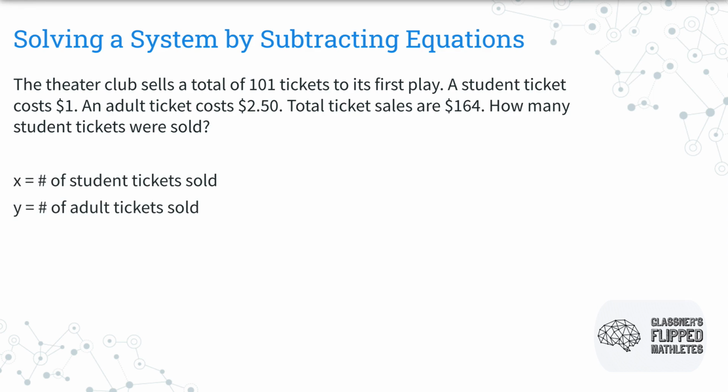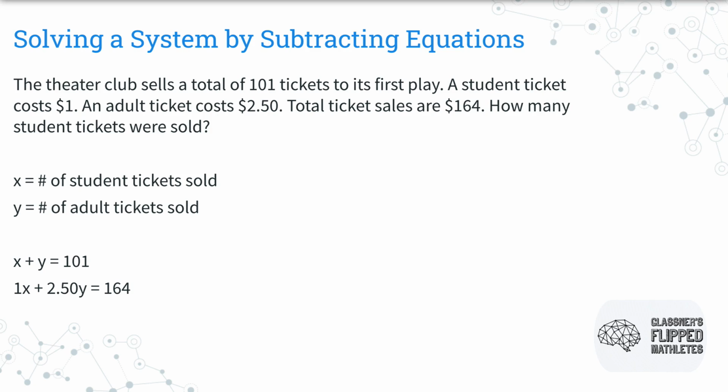From here, we're going to have to go ahead and set up our system. The easy one to set up is a total of 101 tickets are sold. So the number of student tickets, X, plus the number of adult tickets, Y, is 101. The harder part is the cost. Student tickets cost $1. Adult tickets cost $2.50. So to figure out the value purchased of student tickets, it would be the cost of the ticket times the number of tickets. So 1x. And for the adult tickets, it'd be the number of adult tickets times 2.50, so 2.5y. Altogether, that total will sum to 164. So 1x plus 2.5y equals 164.